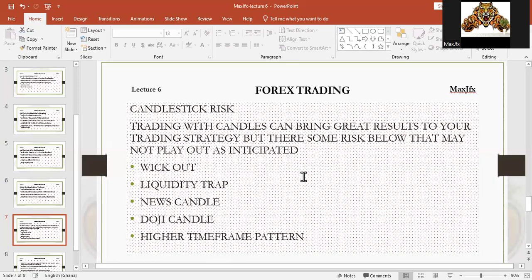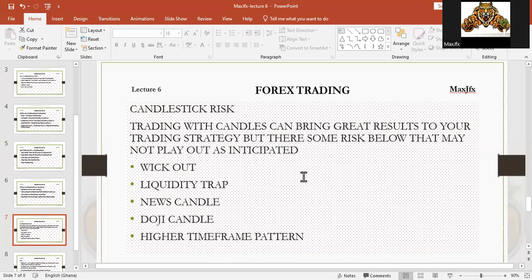Okay, so now the dodgy candle. A dodgy candle can also be very confusing. Sometimes you may see a dodgy candle at a support, a resistance or a key level, which you think means there's indecision and maybe the other party wants to take over. But what you realize is that the trend comes in a continuation. So it can be very confusing, like news candles. That's also a risk when you're trading with candlesticks.